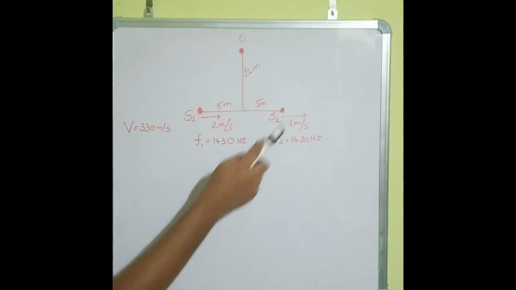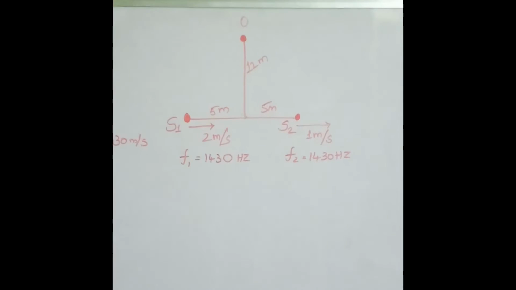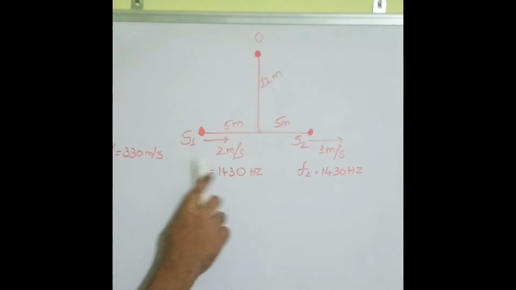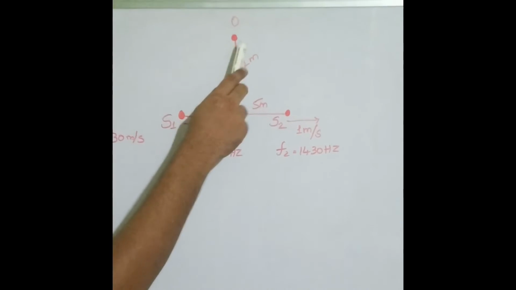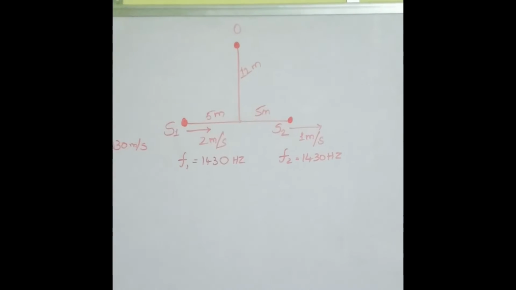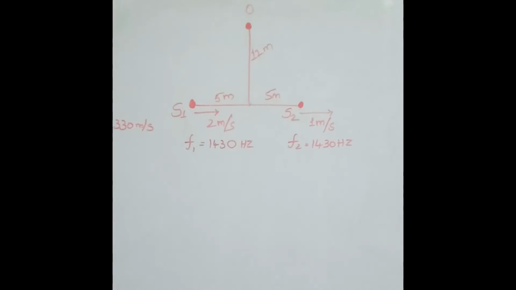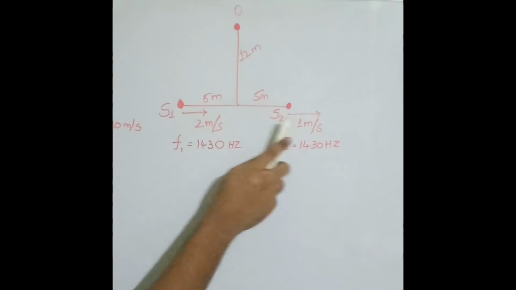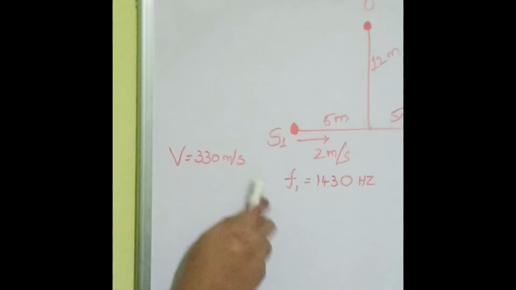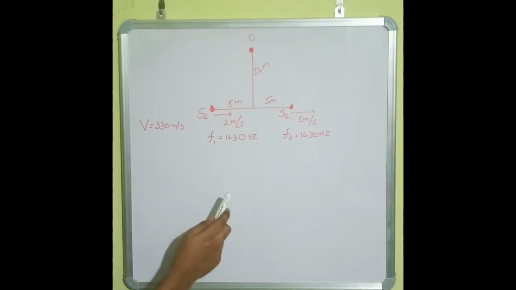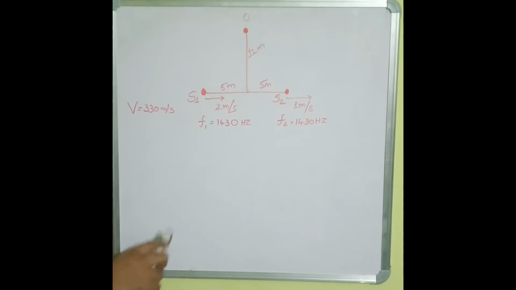In our question, we have two sources with the same frequency moving in the same direction. But S1 is moving with 2 meters per second and S2 is moving with 1 meter per second. We have our observer 12 meters above the ground. Here our observer is equidistant from our two sources. They gave the distance between the two sources as 10 meters, and also the velocity of the wave equal to 330 meters per second. In the question we are asked to find the beats. We all know that beats is the difference between the two frequencies observed by the observer.